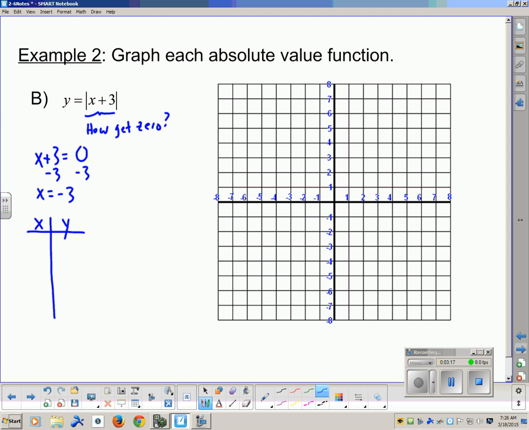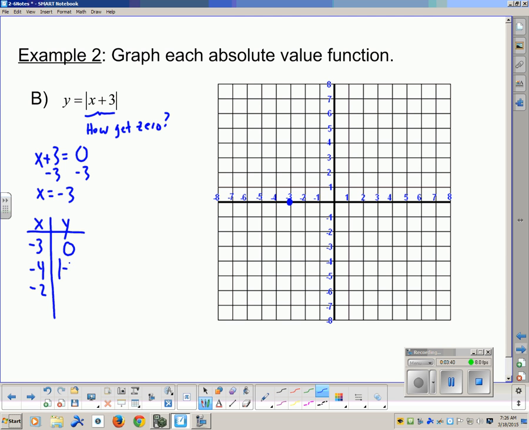So how do you get 0 there when x is -3? If you plug -3 in there, -3 plus 3 is 0. Absolute value of 0 is 0. All right, so now I'm going to plot that, (-3, 0). And then I'm going to pick an x value to the left of -3 and an x value to the right. So I'm going to pick -4 and -2 and plug those in there.